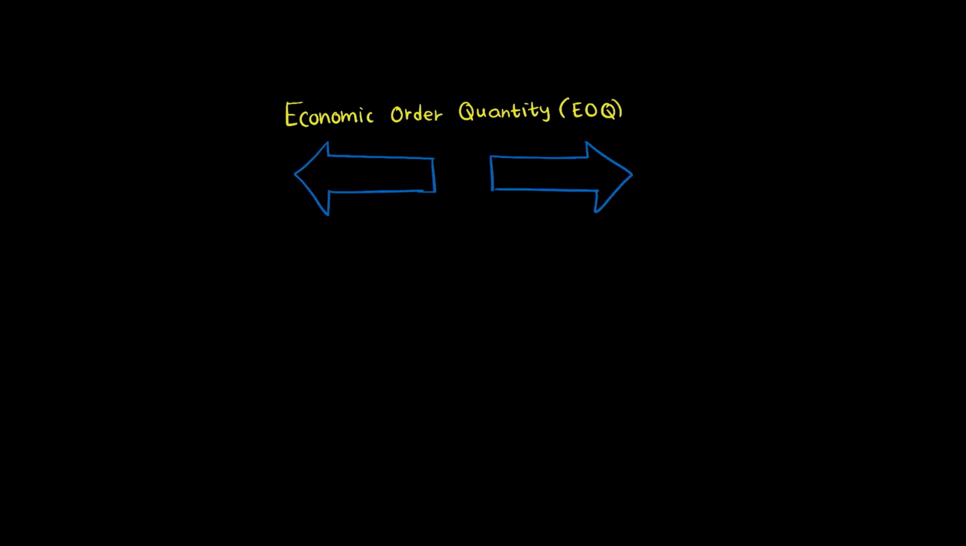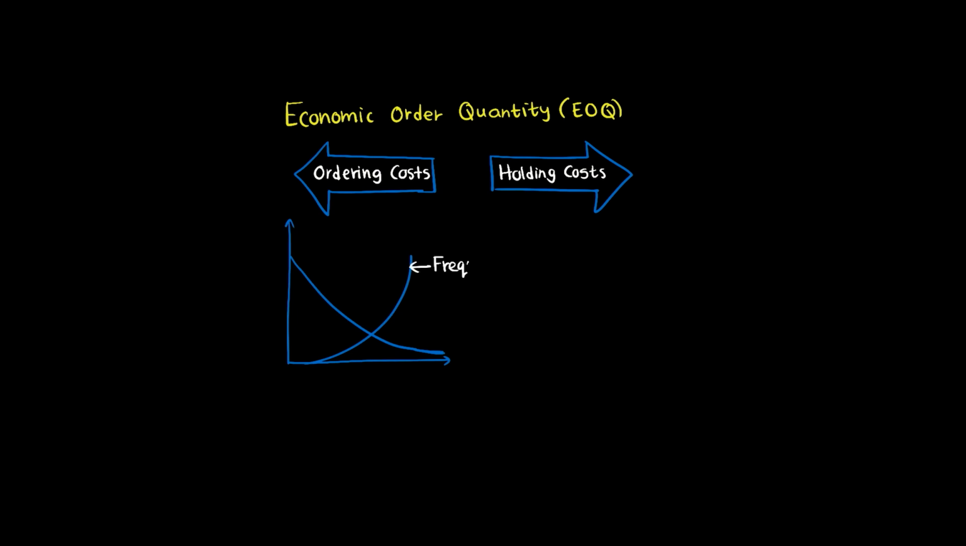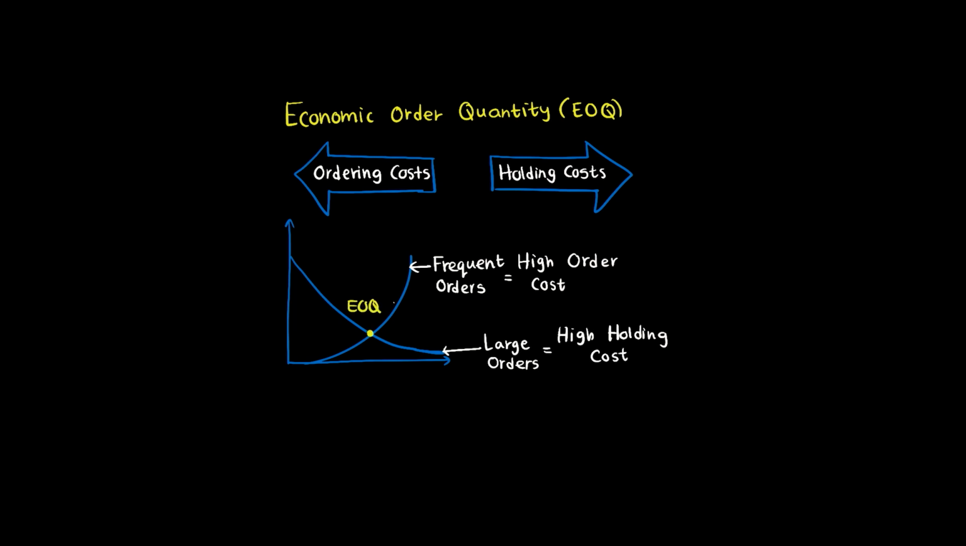Economic order quantity is one of the classic optimization problems in business. Every time you place an order, you incur costs: processing, shipping, receiving. But holding inventory also costs money. These two costs oppose each other. Order frequently in small quantities: low holding costs but high ordering costs. Order rarely in large quantities: low ordering costs but high holding costs. EOQ finds the sweet spot where total cost is minimized.